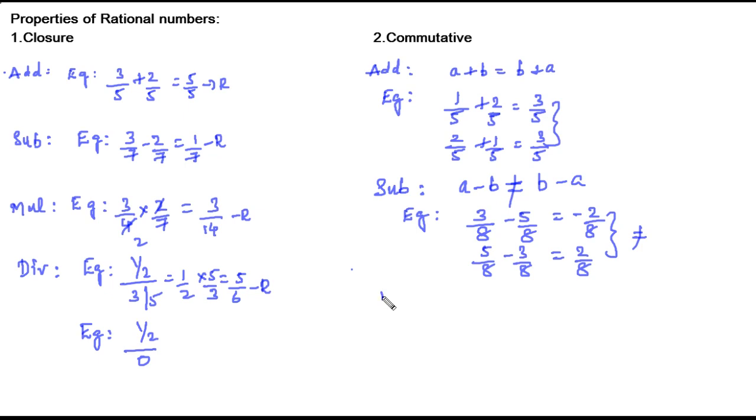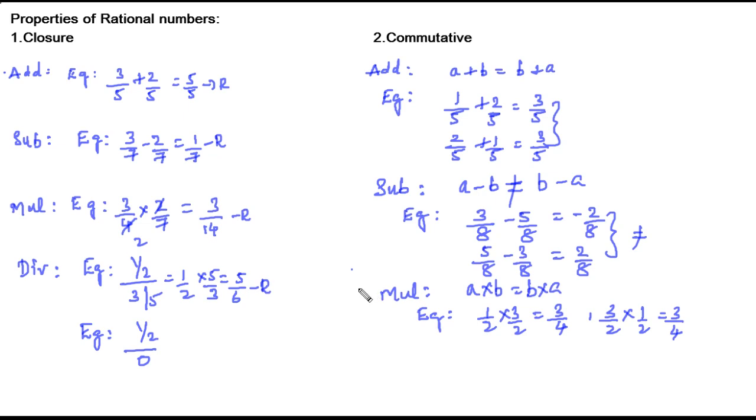Let's look into multiplication. If a into b is equals to b into a, then we can say that property is satisfied. One example, 1 by 2 into 3 by 2, which is equals to 3 by 4. Let's change the order, that is 3 by 2 into 1 by 2, that is also equals to 3 by 4. So multiplication satisfies commutative property.